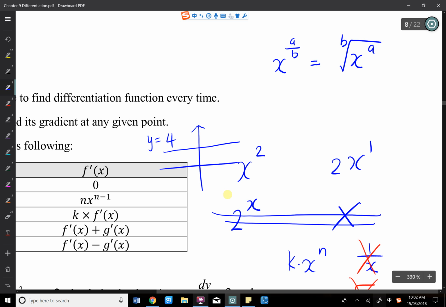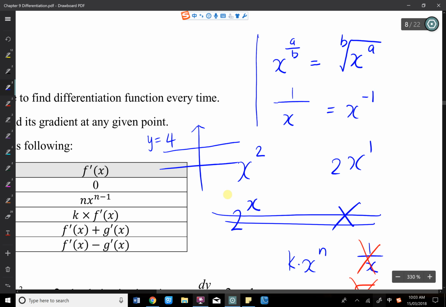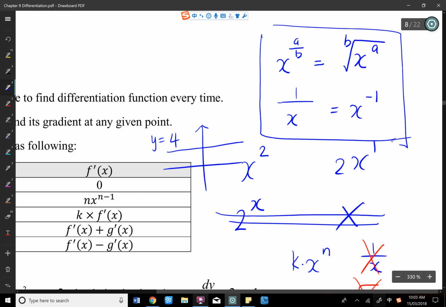And also 1 over x is x to the power of negative 1. When it's on the denominator, that will flip it up with a negative sign. The 1 over is a negative index. So we need to learn this before we start to do those questions.